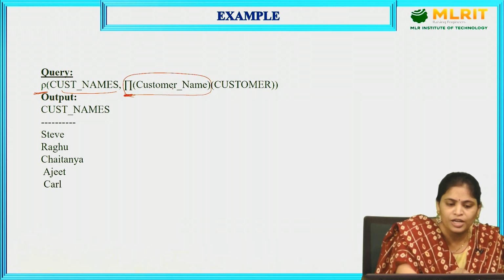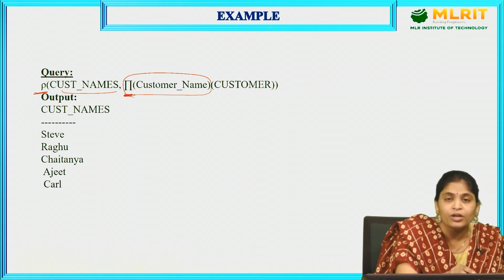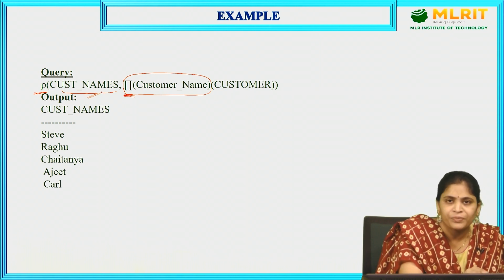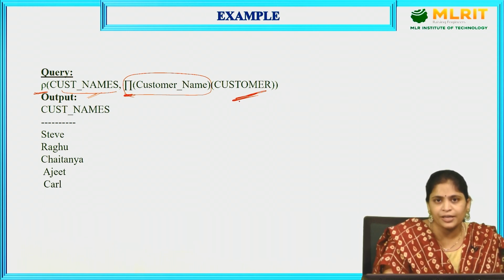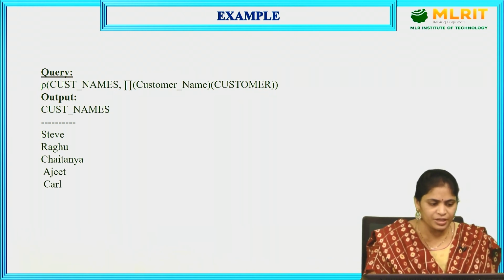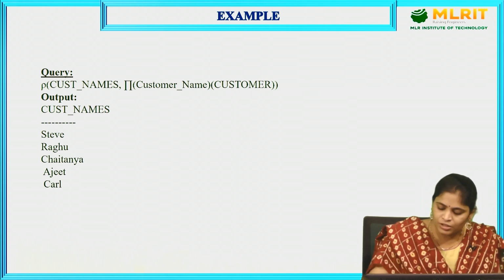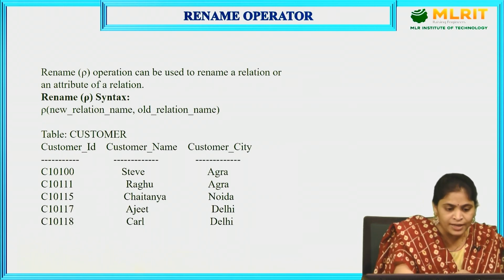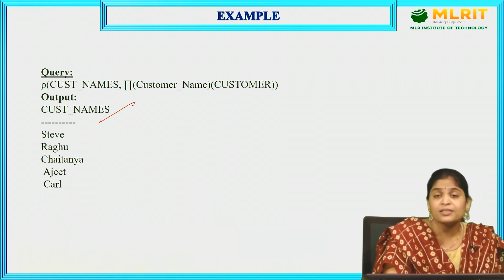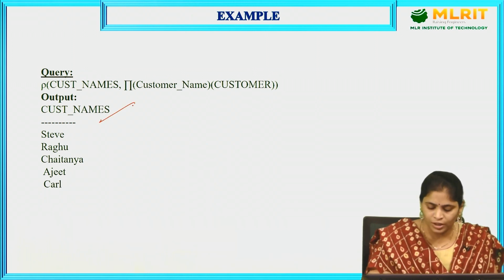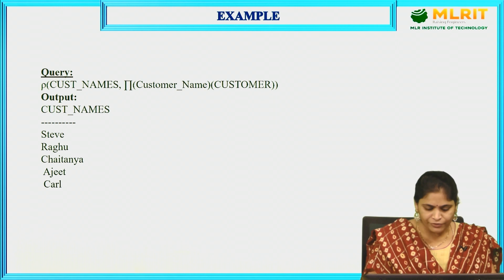This is the old name which I am going to rename as cust names, for which table? For the customer table. The table name must be represented here. So, that is the representation. Now the output will be displayed as, instead of customer name, here I represent the column name as cust names. That is what the rename operator is meant for.